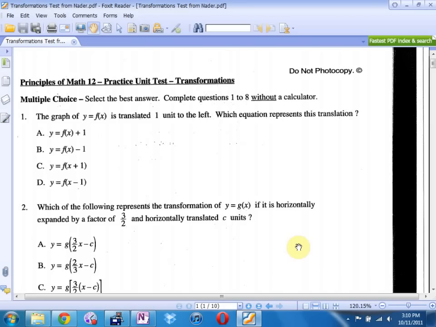You can expect straight absolute value. That also, to me, should be almost free marks. Straight reciprocal. And then the last two questions, there's going to be absolute value with a twist and reciprocal with a twist.